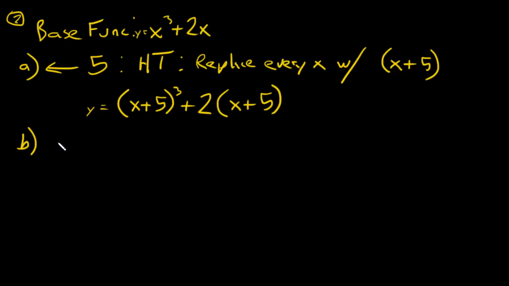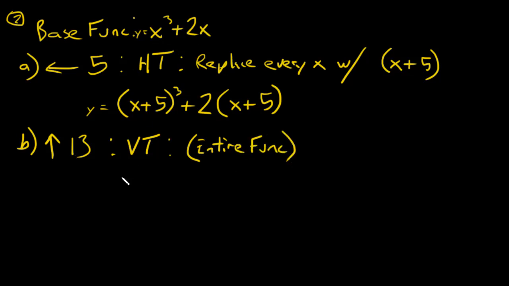So the next one, for part B, we'll want to shift it up by 13. So this is a vertical transformation, and for that one, we just put the entire function in parentheses and do the transformation. So x cubed plus 2x in parentheses, and then since I want to shift it up by 13, I'm just going to add 13. That's it. Vertical transformations are easy. It's the horizontal ones that are a little bit tricky. Okay? So that was number 2.